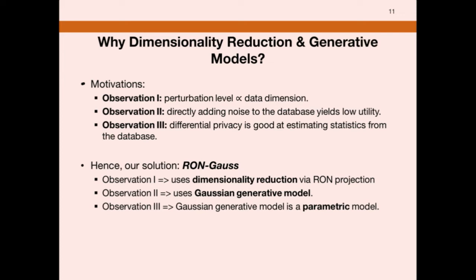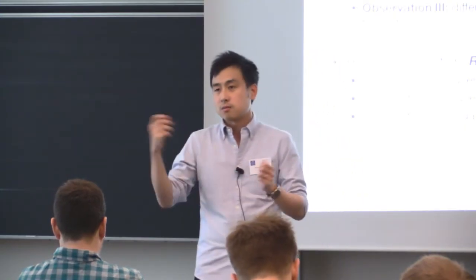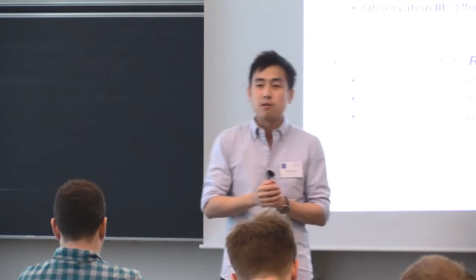The first one is that usually the perturbation level required is proportional to the dimension of the data. And second observation, directly adding noise to the database often yields pretty low utility. And the third observation is, despite all these challenges, differential privacy has been shown to be quite good at estimating the summary statistics of the database.